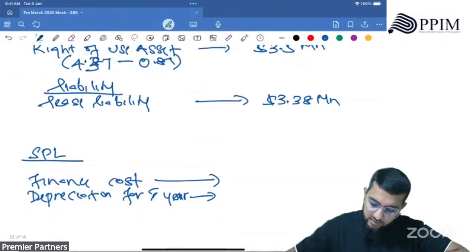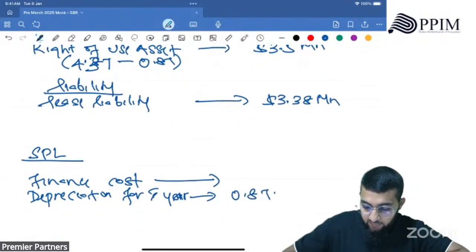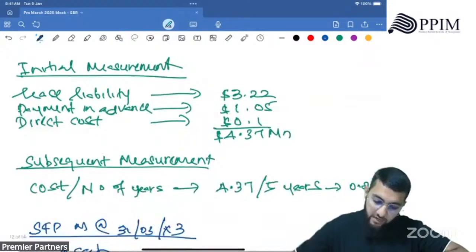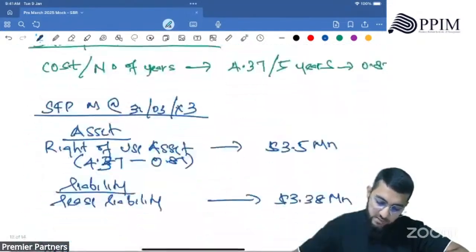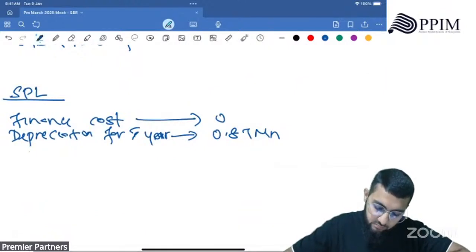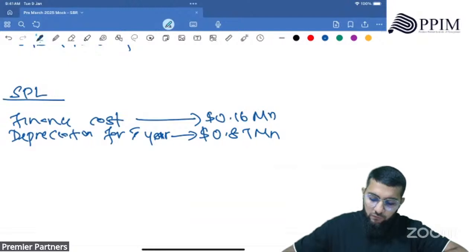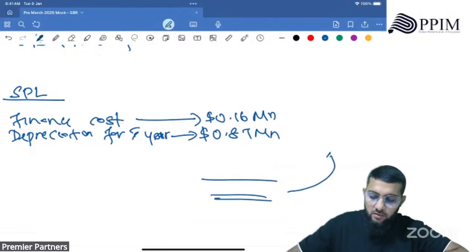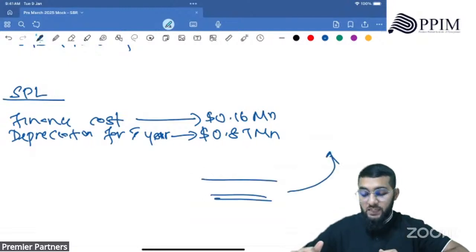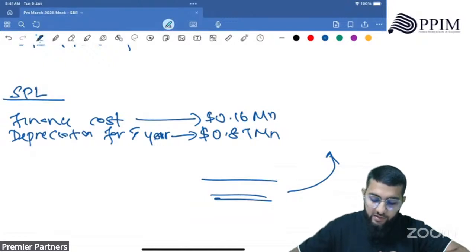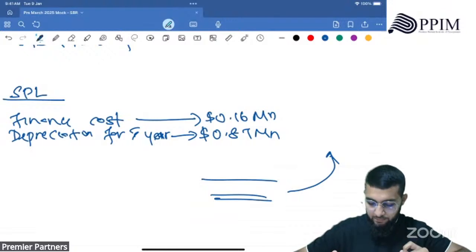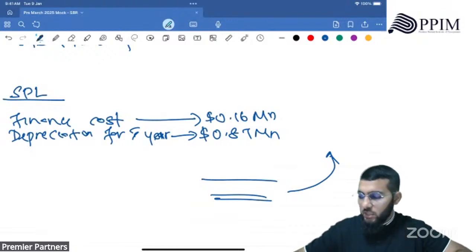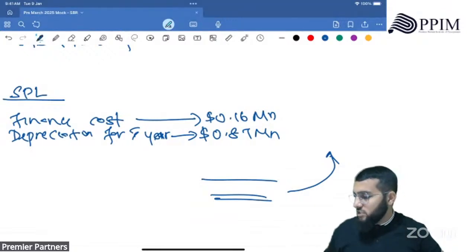Depreciation for the year is 0.87 million, and finance cost for the year is 0.16 million. At the end, once you have the profit or loss, that will be transferred to your SFP. In that case, this will also be recognized in SFP, right? In your retained earnings. Okay. So that is our subsequent measurement, subsequent treatment.